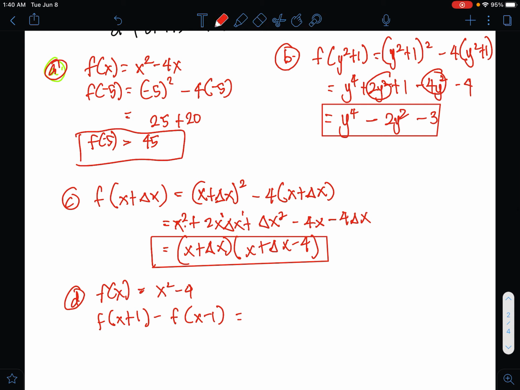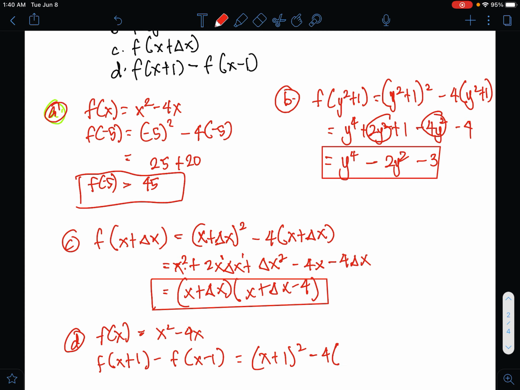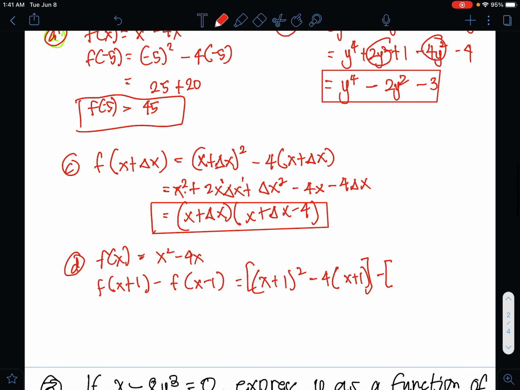Okay. So, first is x plus 1 squared minus 4 minus 4. Ano ba yung x? O minus 4x, diba? Times, ang x ato is x plus 1. Di pa tapos. Minus. Ano siya is x squared. So, x minus 1 ang isa. x minus 1 squared minus 4 times x minus 1.